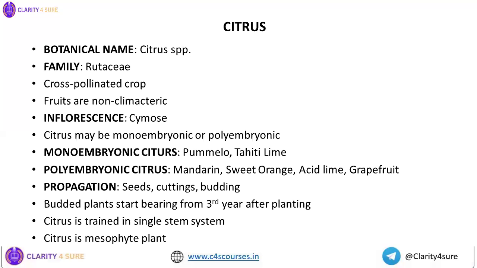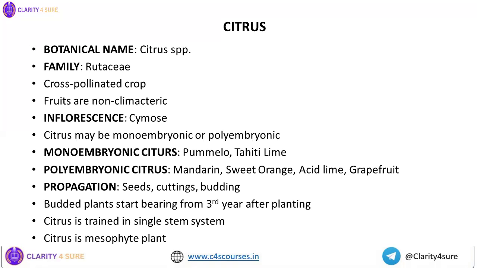The first crop is citrus. It belongs to the family Rutaceae. Important points to note here are that citrus is a cross-pollinated, non-climacteric fruit having cymose type of flowers. They may be monoembryonic or polyembryonic.